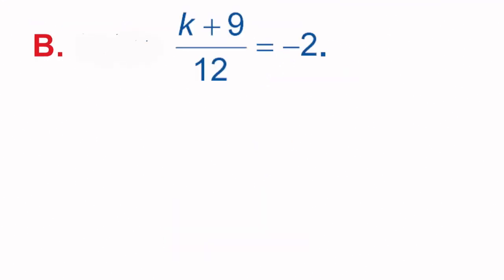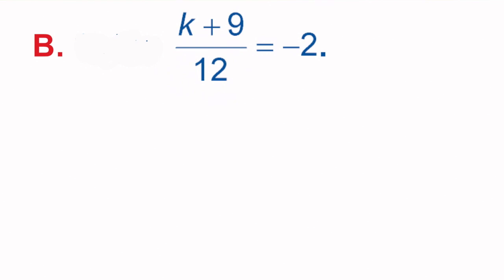Let's look at our second example. In this example, I have (k + 9) divided by 12 equals negative 2. Every time you have a fraction, you need to get rid of the fraction. On the bottom I have a 12, so I need to get rid of that 12. I'm dividing by 12, so the opposite is to multiply by 12.